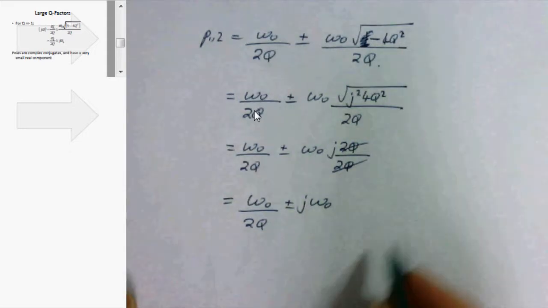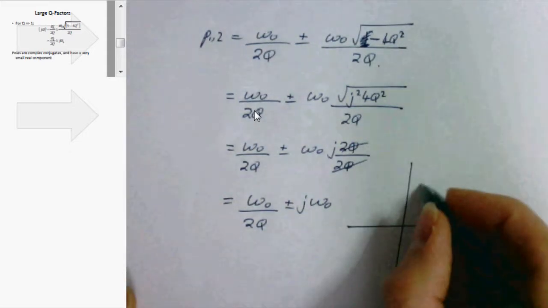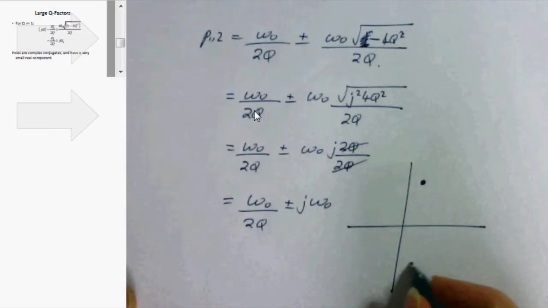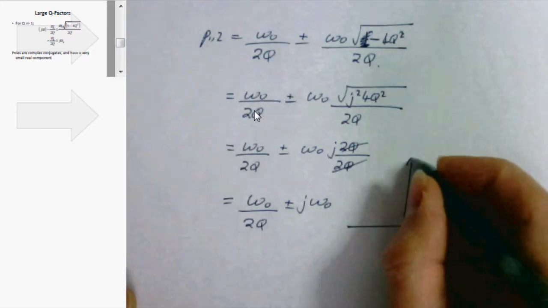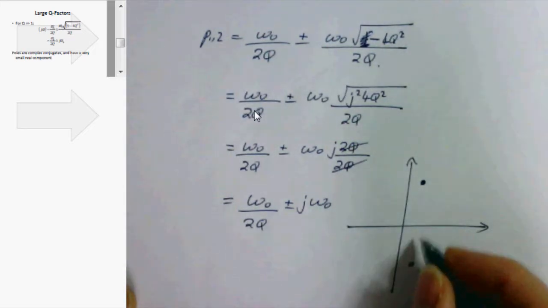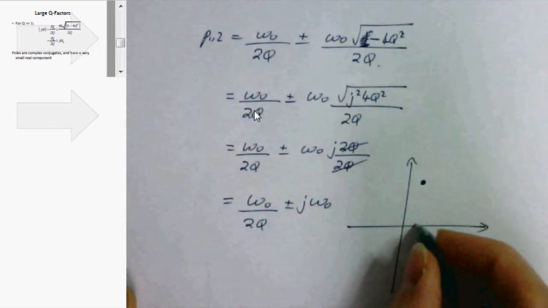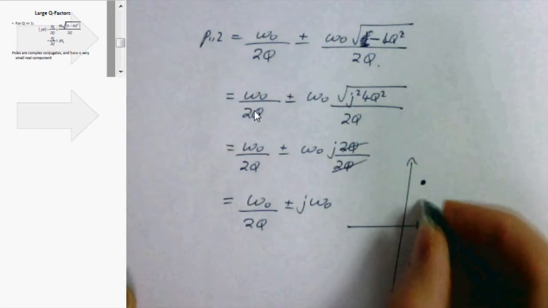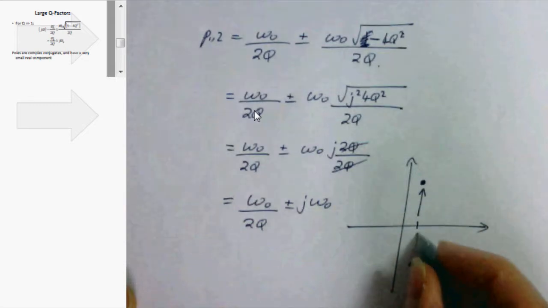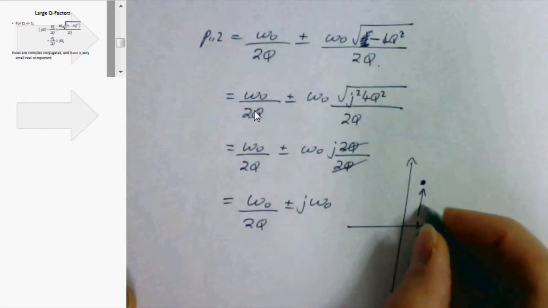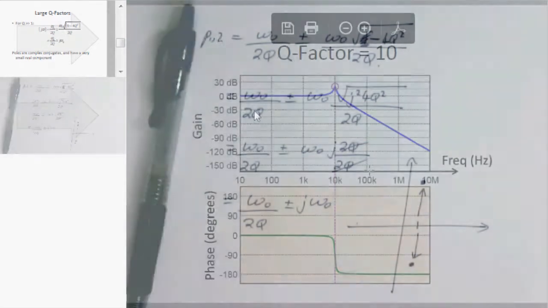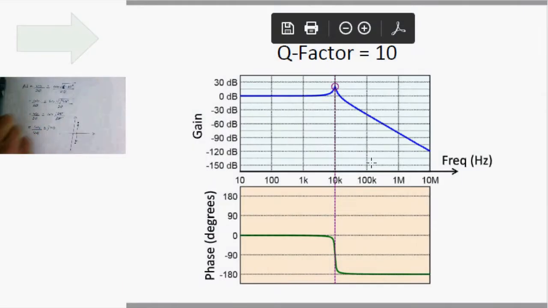In terms of an Argand diagram then, we've got two complex conjugate frequencies, there and there, where the real part is omega naught over 2Q and the imaginary part is plus or minus omega naught. Now, this looks like this. With large values of Q, we get a peak in the frequency response.